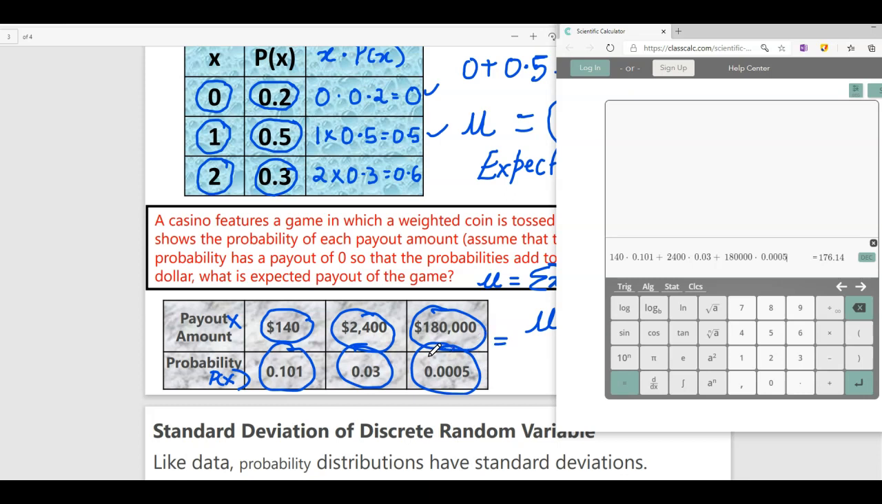Now, the expected value is, if you play in the casino, what would you make? You would make $176.14. You have to wait for the coins to be tossed, and the amount that you make, the expected value of the payout of the game, is $176.14. All right, now let's look at the next one.